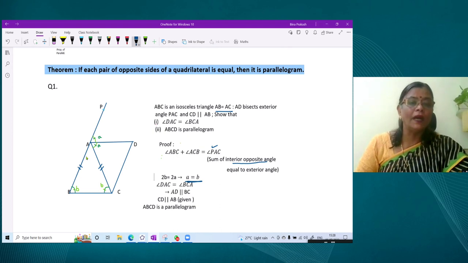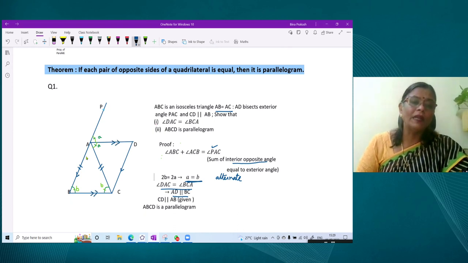So if these two angles are equal, they form a pair of alternate angles. And if alternate angles are equal, then the lines are parallel. This is the first part that you have to prove. That is, AD and BC will also be parallel. Now we are already given that CD is parallel to AB. It is given to us that CD and AB are parallel. Now we have proved that AD is parallel to BC.